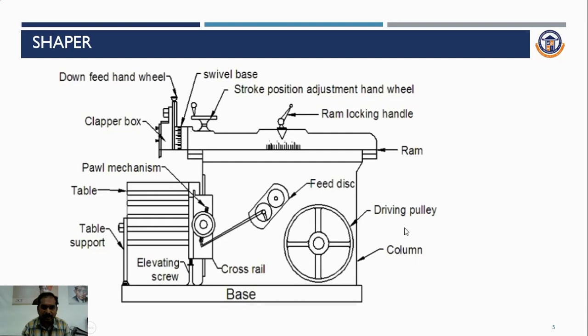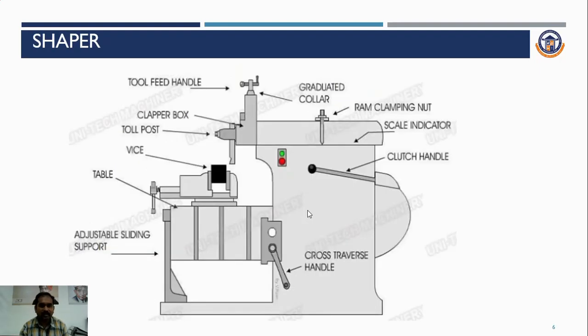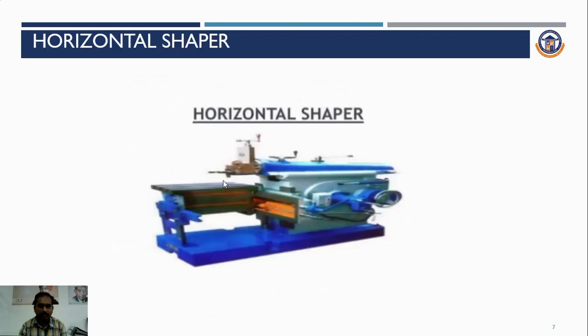Here there is a driving bull gear. The stroke length will be adjusted by means of the bull gear. There is a crank pin, and the crank pin will be adjusted; based upon that, the stroke length will be adjusted. The tool will be fixed on the tool post and the job will be fixed on the vise. The tool will be reciprocated. The material will be removed during the forward stroke, and the return stroke will be an idle stroke.